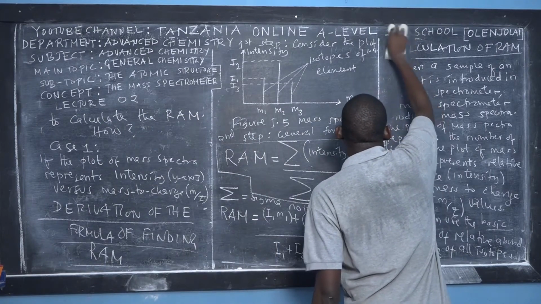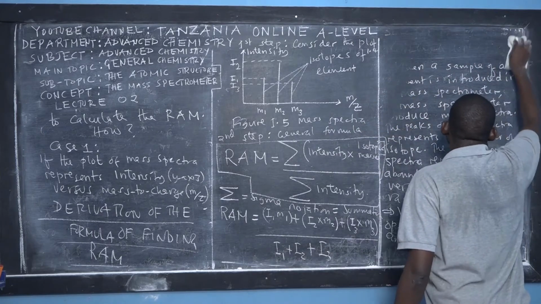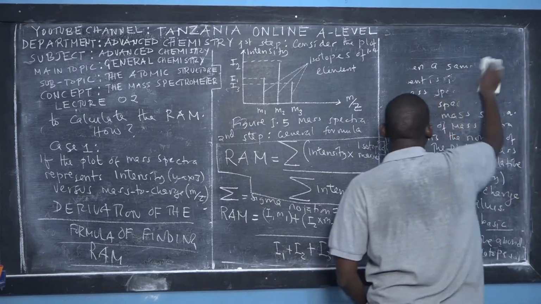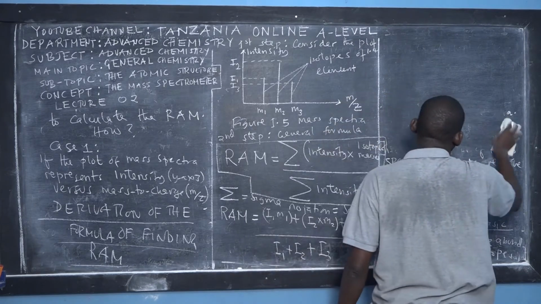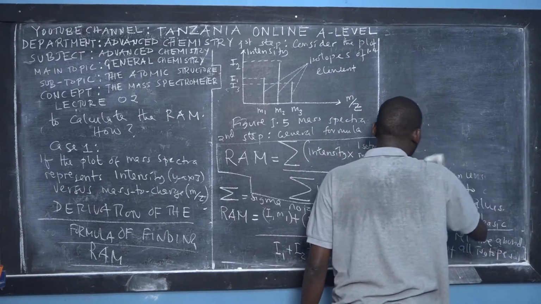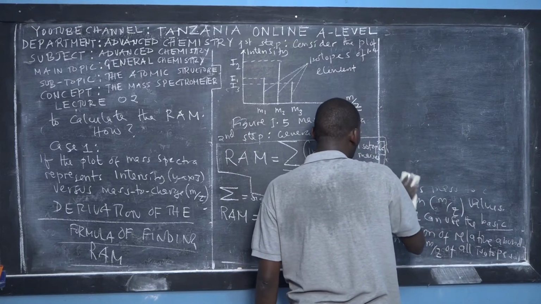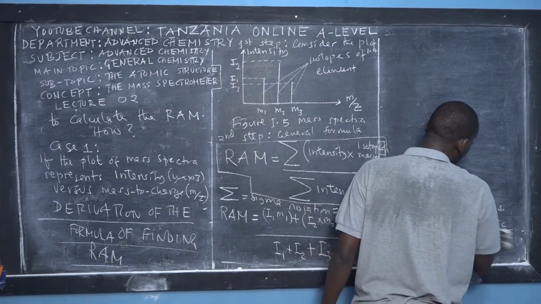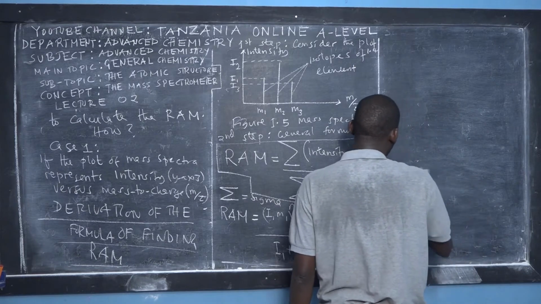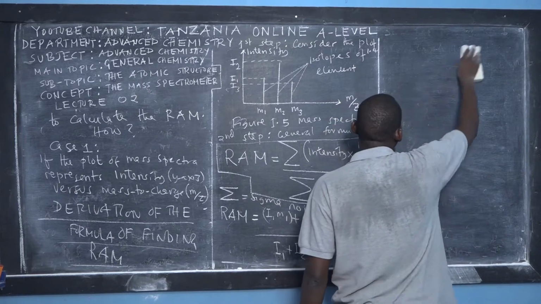So that is case 1, if the mass spectrum represents intensity versus mass to charge ratio of an element, where the number of peaks represents the number of isotopes present in the element.